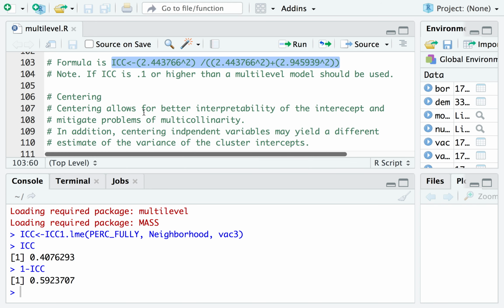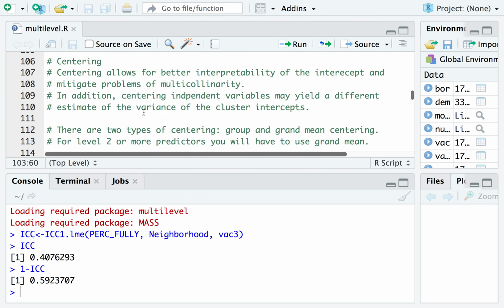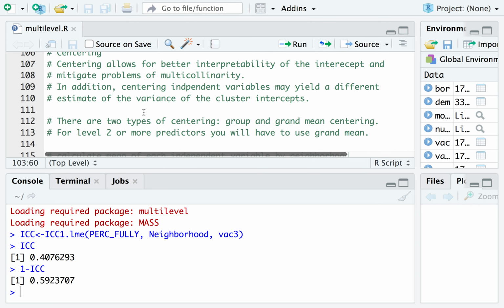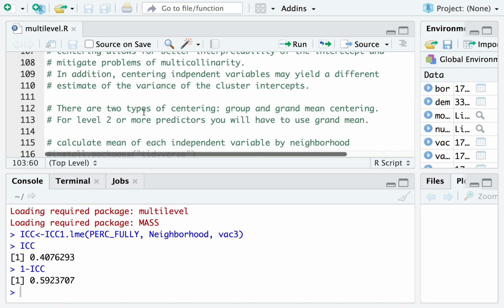So the next thing you might want to consider doing is centering your variables. Why you might want to center your variable is that it makes the intercept value interpretable. It also helps mitigate issues of multicollinearity. Also, if you have a level 2 variable that you want to include that's somewhat related to your level 1 variable, which I'll go over. So there are some advantages to centering your variable. And what is centering? You're just taking your independent variable and subtracting the mean.